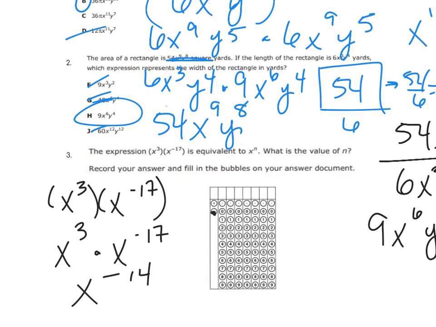And yes, you do have to bubble in the negative sign. And then it doesn't matter where you put the 14. You could put it here, or you could put it all the way over here. Because you have to fill in your decimal points on the algebra test, if there are any. So it doesn't matter where you bubble in your 14. Okay, but you do have to make sure you get that negative sign in there.